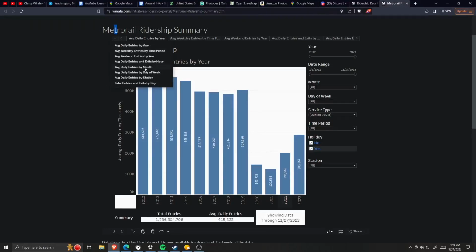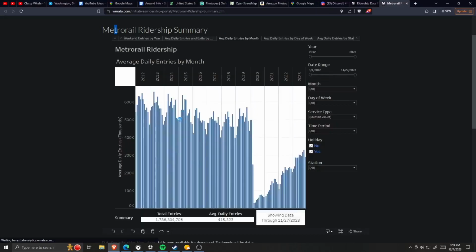So this is the one I look at pretty often, average daily entries per month, and that'll tell you monthly, and you can see. The busiest month in the last 11 years looks like it was April of 2013, where average entries were 656, including weekends.